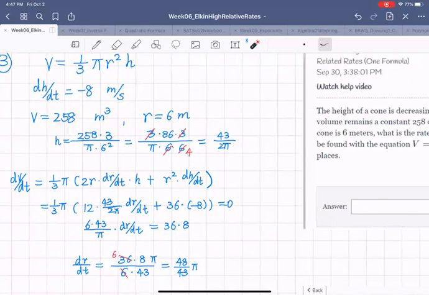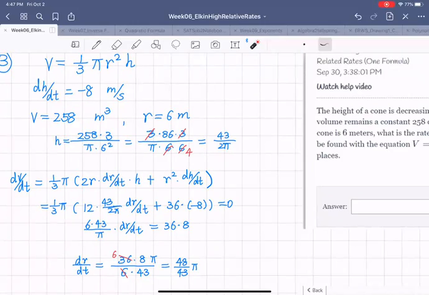Okay, I see where I messed up. I didn't. I tried calculating h a different way. It was really weird. Hold on, let me see what happened. 136. Okay, you can double check your h. 1/3 pi r squared h.